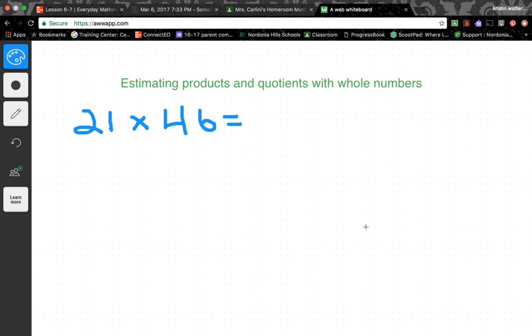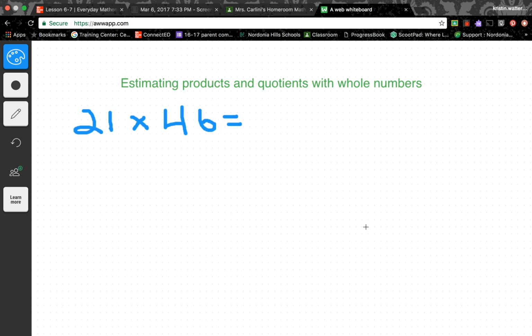Okay, so I want to briefly review estimating products and quotients with whole numbers. This is something that we did back in Unit 2 and we've continuously seen through our math boxes and our practice problems on our homework, but we need to review this before we can move on today with multiplying decimals and finding their estimates.